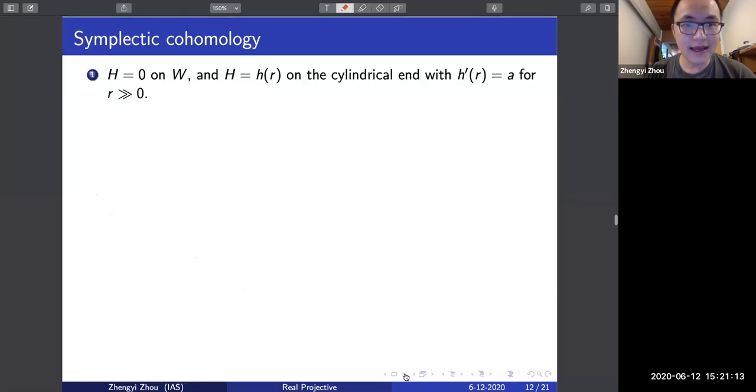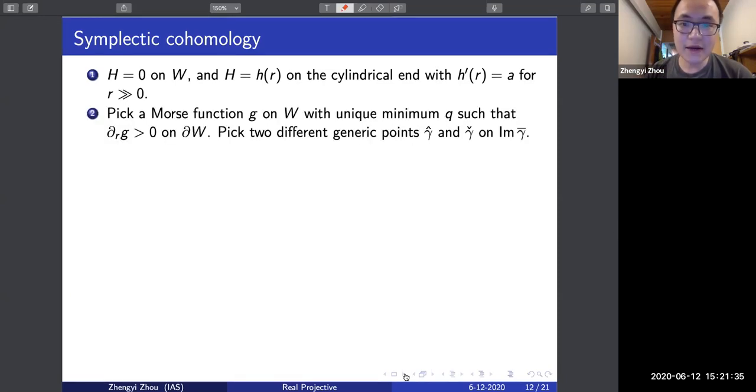Okay. And next, I'm going to tell you the setup for the symplectic cohomology. For this, I'm going to use an autonomous Hamiltonian. So I take my Hamiltonian to be 0 on the filling, and on the cylindrical end, it will only depend on the cylindrical coordinate r, with the property that the derivative is a for r big enough. And then we pick a Morse function g on the filling, with a unique minimum q, which will represent the unit 1 in the cohomology, and with the requirement that the radial derivative on the boundary is positive.